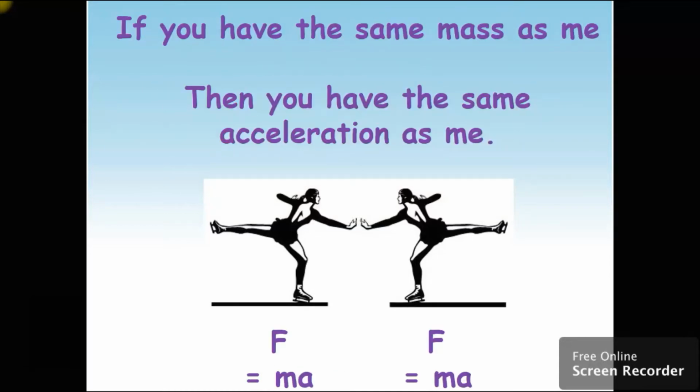If you have the same mass as me, then you have the same acceleration as me. So if I'm pushing off you and you're pushing off me, and we have the same masses, then the accelerations are the same. And you can see that in the equation, F equals ma. So now I'm saying that the mass and acceleration of the person on the left are equal to the mass and acceleration of the person on the right. Because the forces are equal and the masses are equal, then the accelerations are equal.